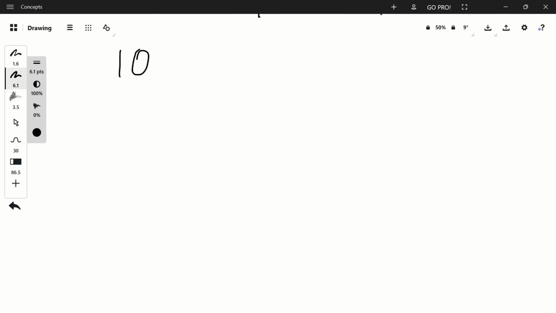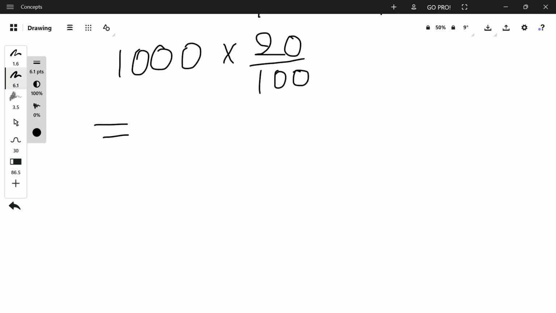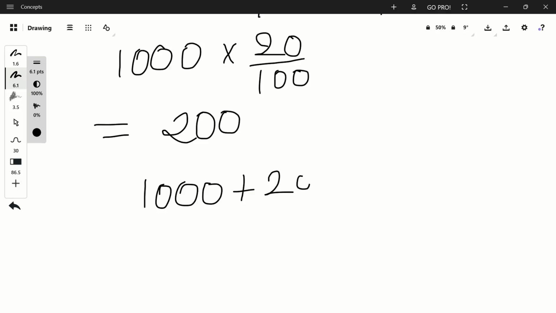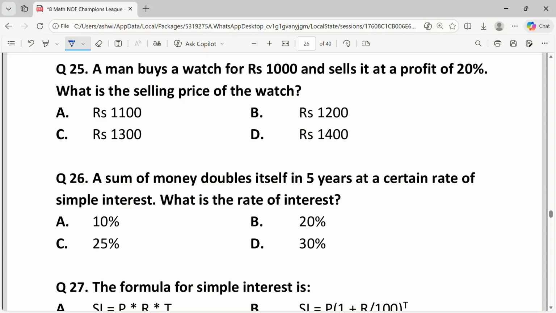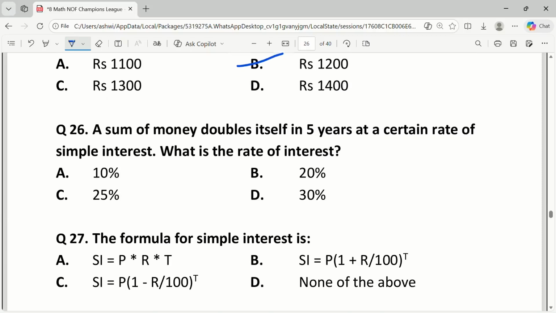That is 1000 into 20 upon 100, which is equal to 200. The selling price is the cost price plus the profit, that is 1000 plus 200, which is equal to 1200. The answer is B, rupees 1200.